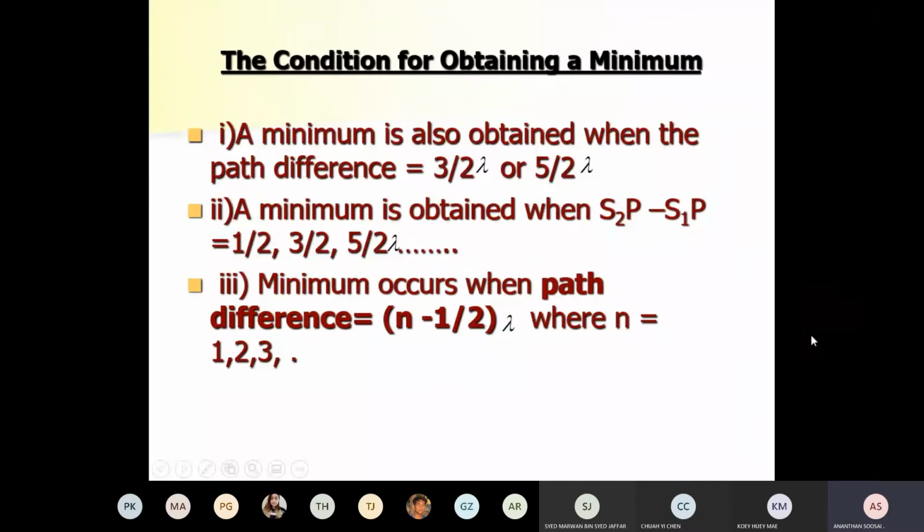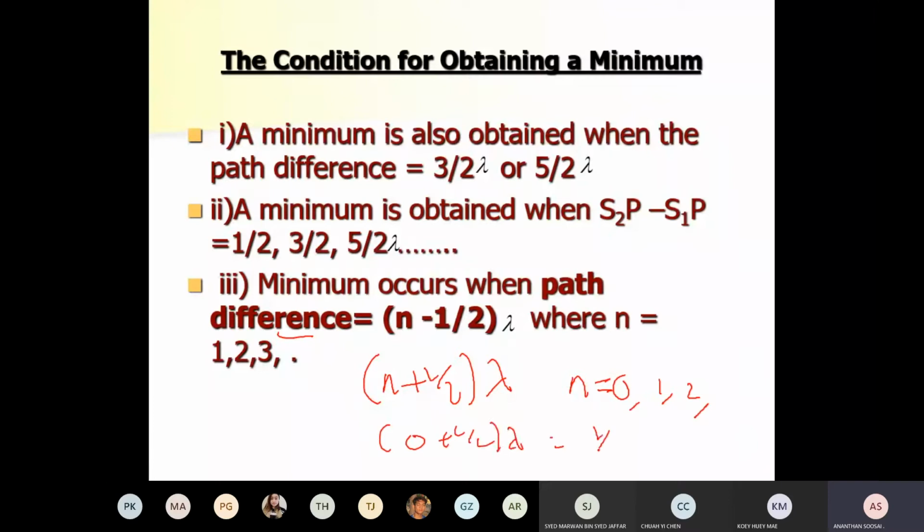Okay. Sometimes some books put this common equation like this. They put n plus half lambda for the minima, but n starts with what? Anyone? n should start with 0, 0, 1, 2. If n plus half lambda, when you substitute n as 0, the path difference is still half lambda. So 0, 1, 2.